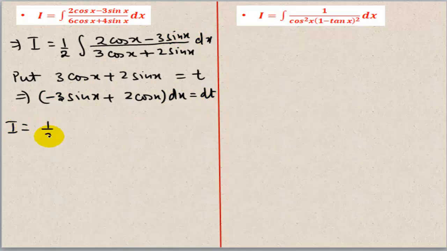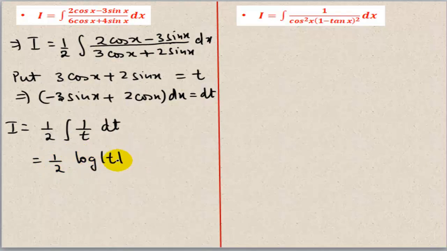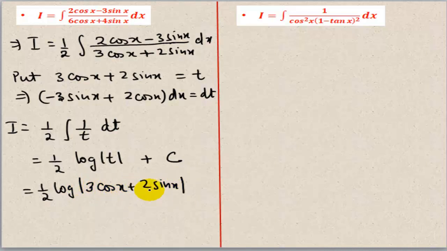So the integral is now 1 by 2, 1 over t times dt. Integral of 1 over t we have repeatedly done in various questions. It is log t. So the integral is half of log t plus constant of integration. Replacing t by its value, which is 3 cos x plus 2 sin x, the integral is now 1 by 2 times log of mod of 3 cos x plus 2 sin x plus constant of integration.